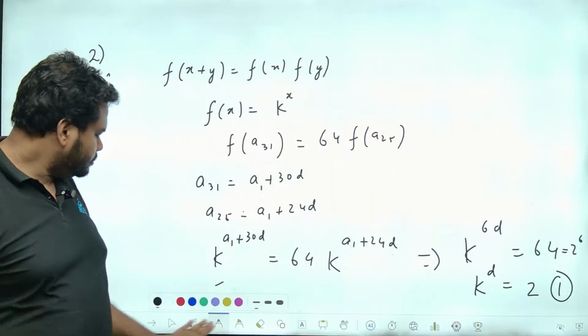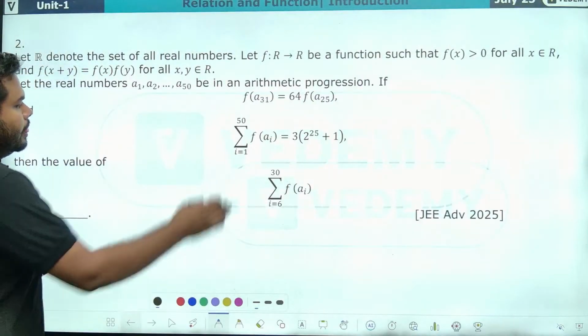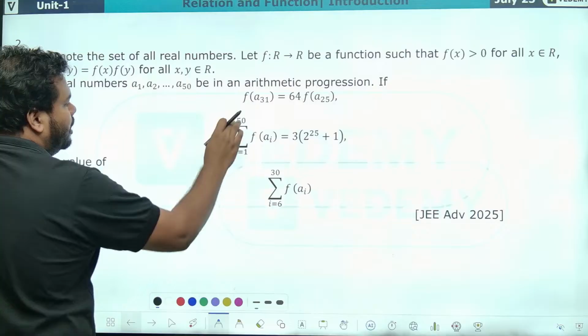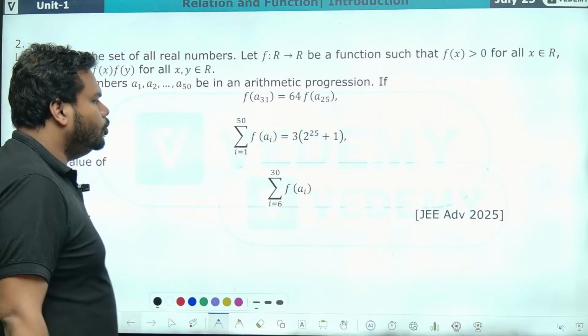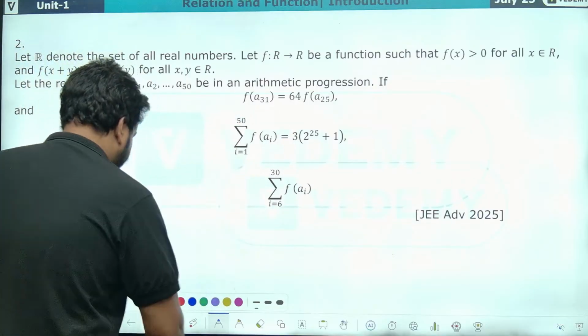Clear? We are given the sum of f(Ai) from 1 to 50. It is equal to 3 into (2 to the power 25 plus 1). Let's see.